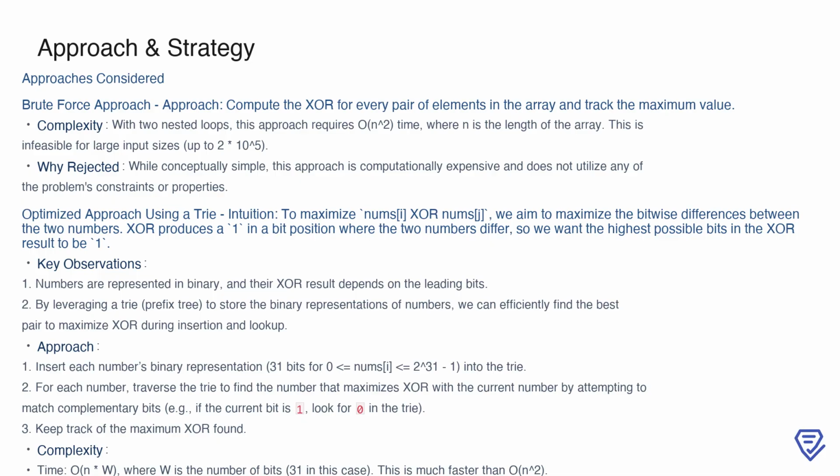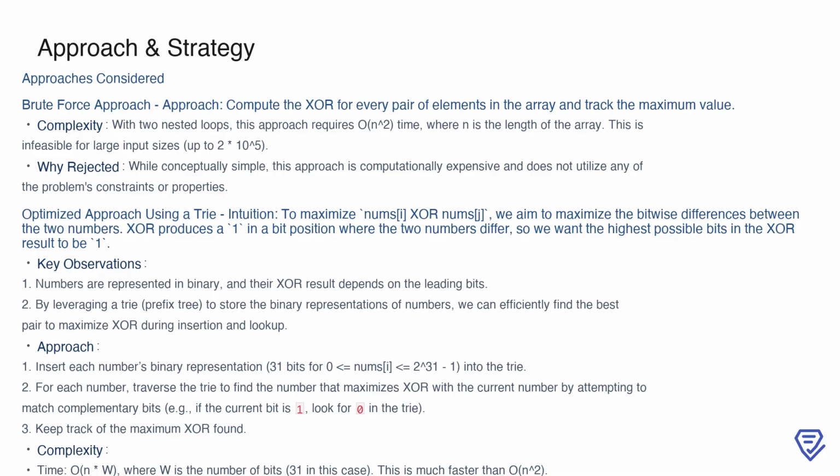To address this inefficiency, we explored an optimized approach using a tree. The intuition behind this method is that the XOR operation produces a 1 in each bit position where the two numbers differ, so to maximize the XOR result, we need to maximize these bitwise differences. By focusing on the binary representation of numbers, the tree allows us to efficiently find pairs of numbers with the desired characteristics.